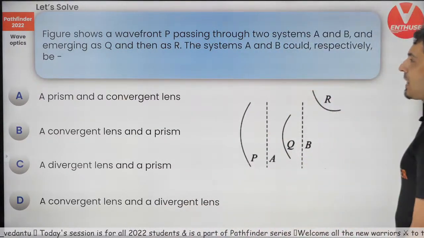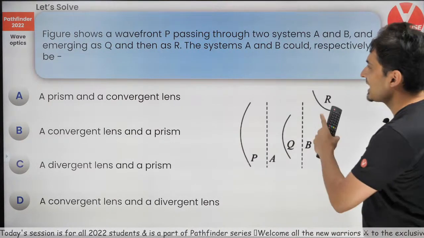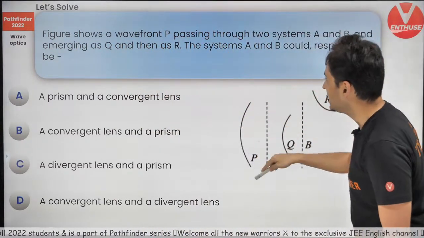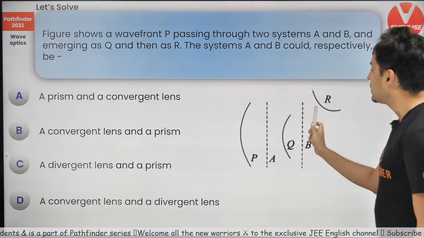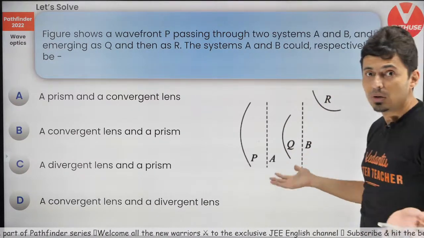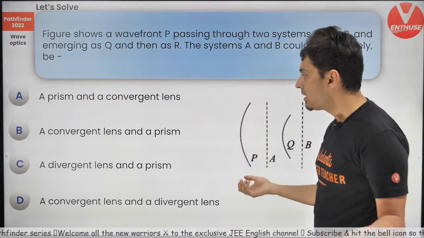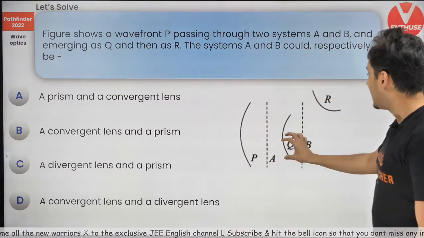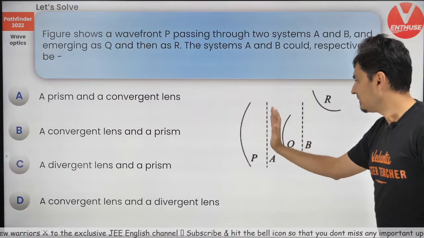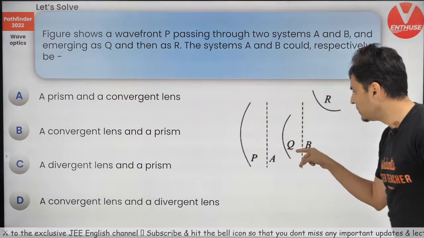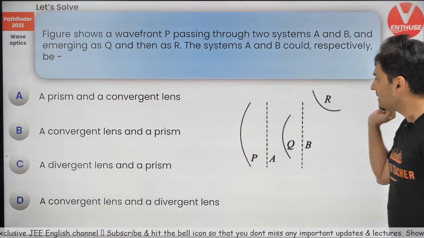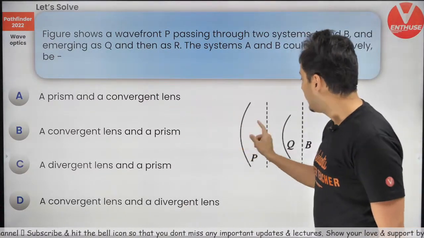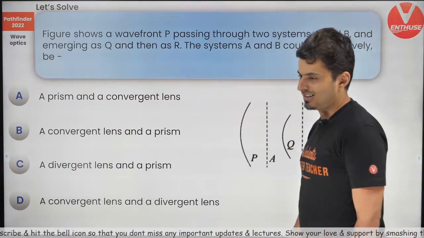Okay, so what do you think is the correct answer for this question? You have a wavefront P which passes through two systems. We do not know. It could be a lens, it could be a mirror, it could be a prism, I don't know. And it emerges finally over here. First, after passing through A, it becomes Q. After passing through B, it becomes R. So the question is, what do you think the systems A and B are?